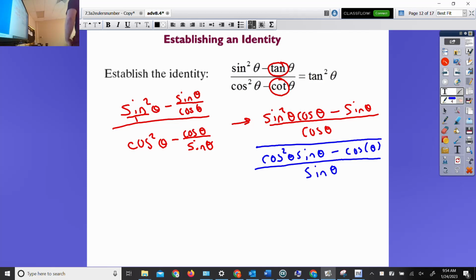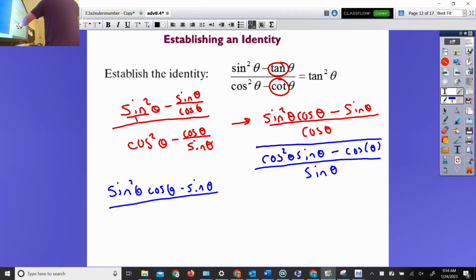Multiply by the reciprocal. So we'll leave sine squared theta cosine theta minus sine theta over cosine theta alone, and we'll flip that guy.